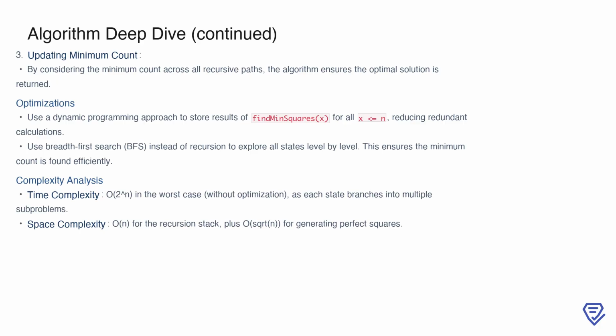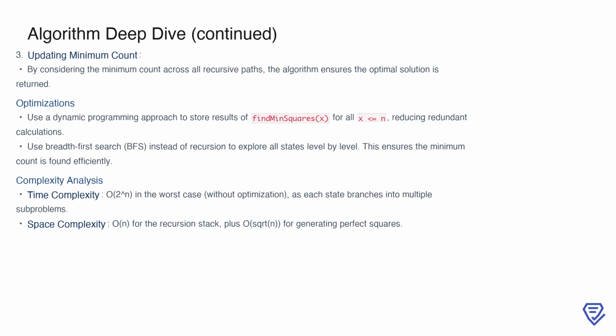To further optimize the solution, we can replace recursion with a dynamic programming approach. This involves storing the results of find min squares, x, for all x less than or equal to n in a table. With this table, we can compute each result in a bottom-up manner, avoiding recursion altogether.